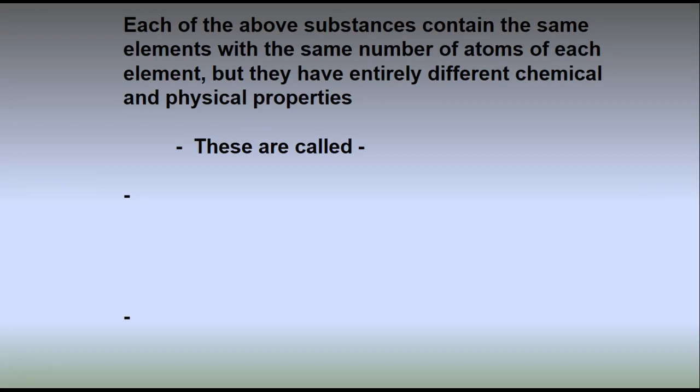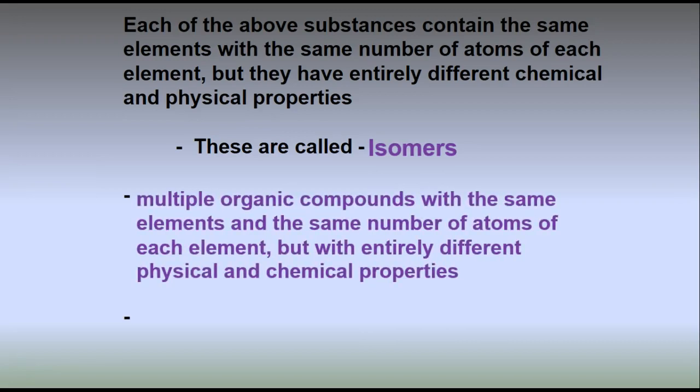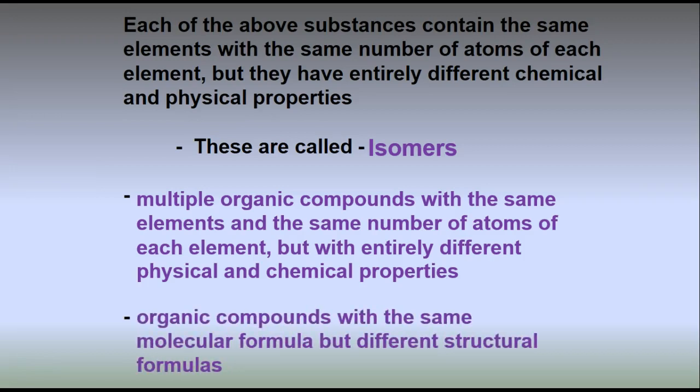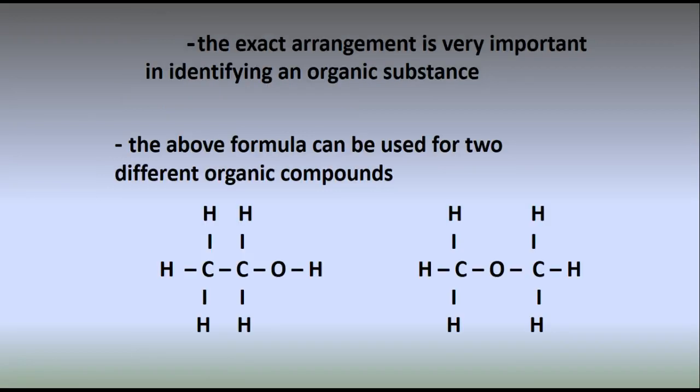So let's take a look at this. Each of the above substances contain the same elements with the same number of atoms of each element, but they have very different physical and chemical properties. So this is what we would call an isomer. Isomers are multiple organic compounds with the same elements, the same number of atoms of each element, and different physical and chemical properties. These are organic compounds that then have the same molecular formula, but what we call a different structural formula.